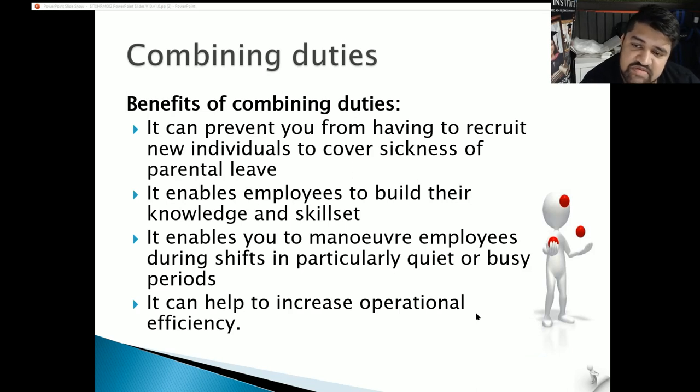Combining duties has benefits. You can avoid having to recruit new individuals to cover sickness or parental leave. It enables employees to build their knowledge and skill set. It also enables you to maneuver employees during shifts, particularly in quiet or busy periods, so you can switch them in and out. And it can help increase operational efficiency because they know how to do more tasks, essentially.